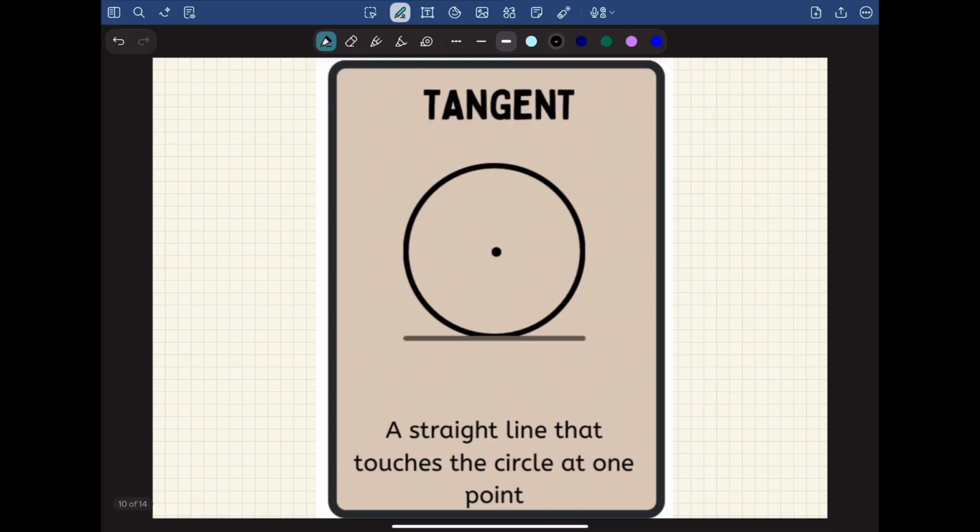Okay, what is the tangent? A straight line that touches the circle at one point. So please note that this line is only touching the circle at this point. If it is intersecting the curve, in that case it would touch the circle at 2 points. So a tangent is a straight line that touches the circle at one point only. So it just touches the circle. It does not cross it. It does not intersect it. Okay.